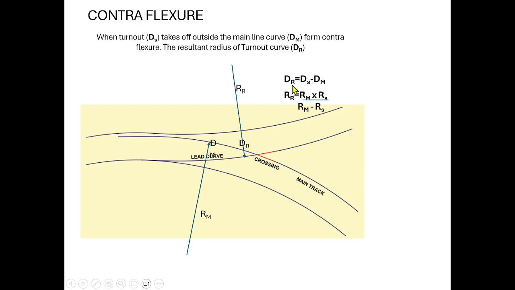So Dr equal to degree resultant. So degree resultant equal to Ds minus Dm. So in terms of radius, we would write Rr equal to Rm into Rs divided by Rm minus Rs. Okay, this is the relation. You will get this as the resultant radius, resultant degree of the turnout, when the points and crossing is laid on a curve, either in the form of contra flexure or in the form of similar flexure.